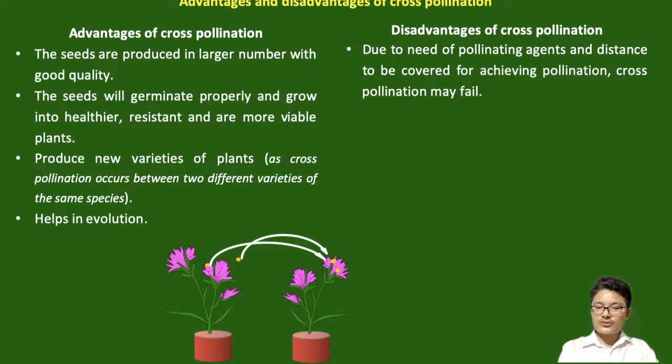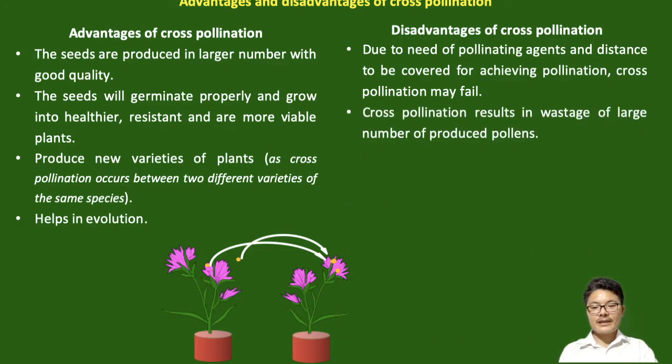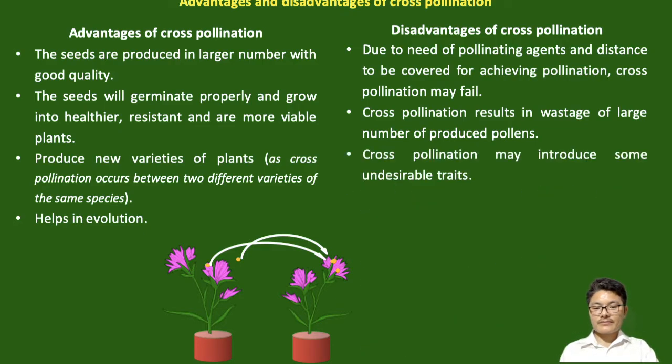Along with that, in order to transfer the pollen grain from a plant to another plant, it requires a pollinator. So due to a need of pollinating agent and long distance to be covered, there is high chance of failure of pollination. And along with that, there is wastage or damage of pollen grain while pollination is occurring. Cross-pollination will also be introducing undesirable traits, as the pollination is occurring between two different plants.